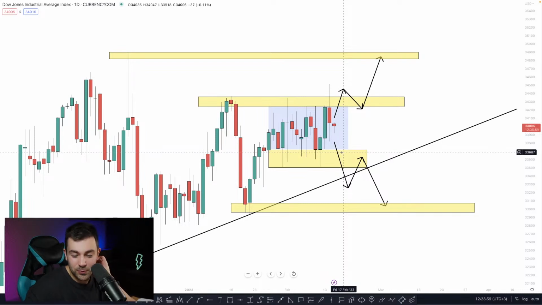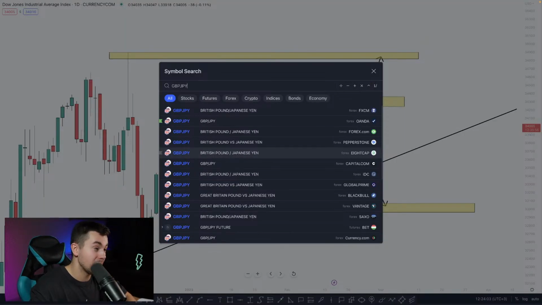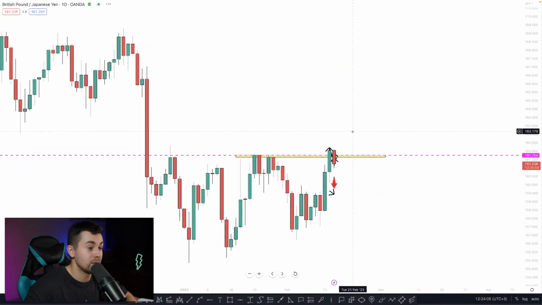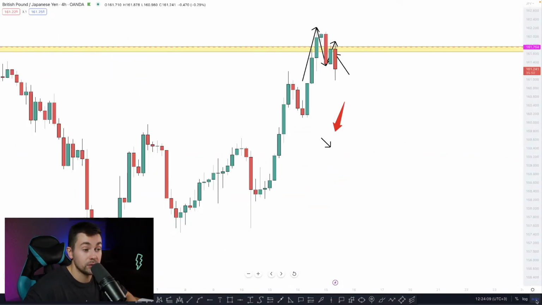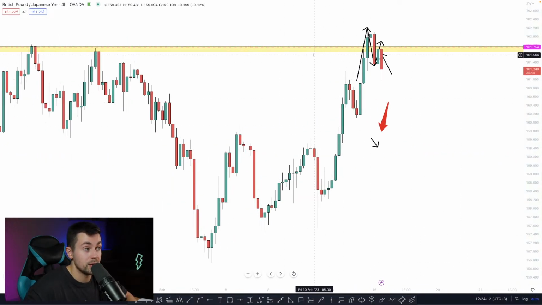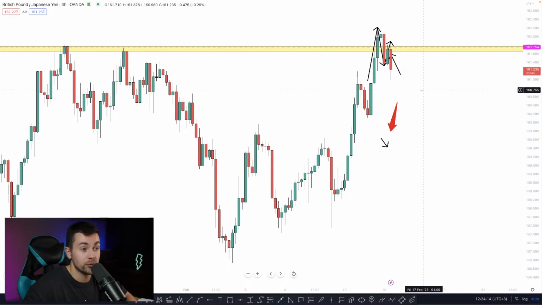Pound yen. Otis, we already analyzed pound yen. You can check the recording, and on pound yen we are very bearish biased, and so far we believe that this one may drop lower. Yes, we spotted the false breakout right here, and we made a prediction that pound yen may drop lower.